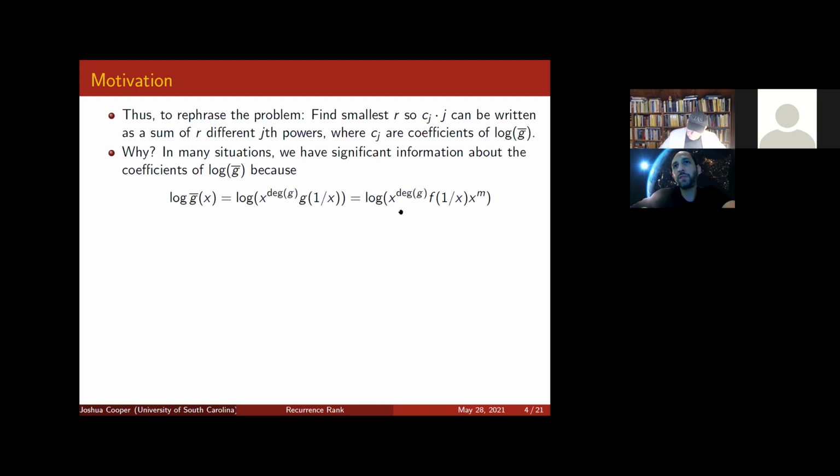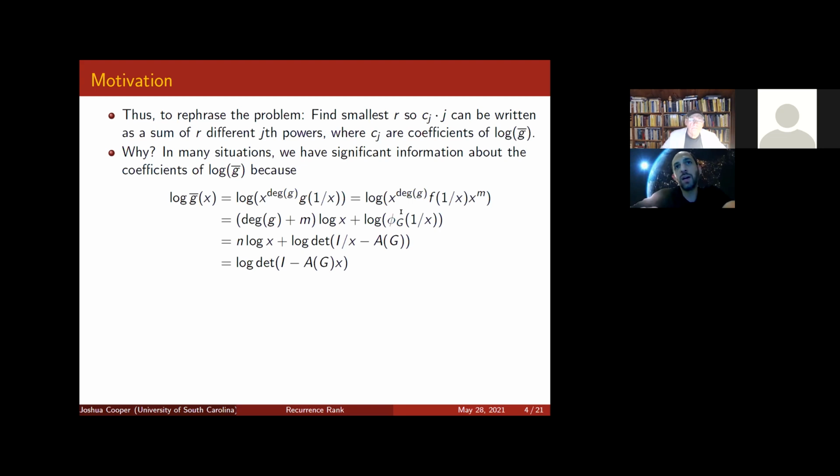and then replacing it with F, it's the reciprocal polynomial, pull out the powers of x, and then replace F with the characteristic polynomial. The degree of G plus m, that just restores the degree of the polynomial, that's n. And then you can write the log of the characteristic polynomial this way, because we plugged in 1 over x. And then let's push the x to the n back inside. That gives you log determinant of I minus A times x.